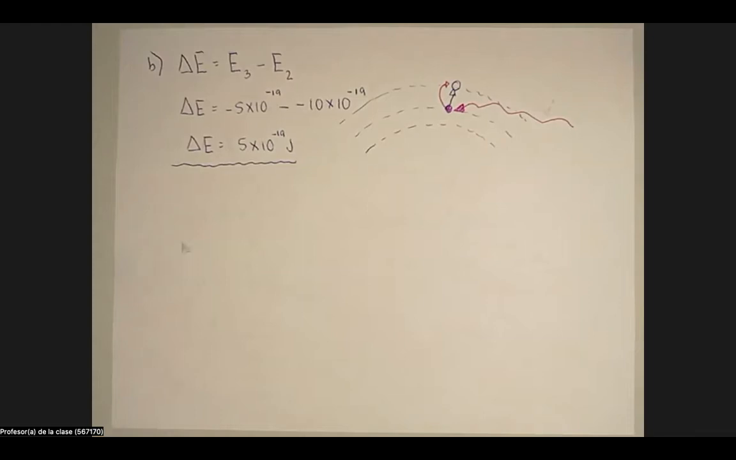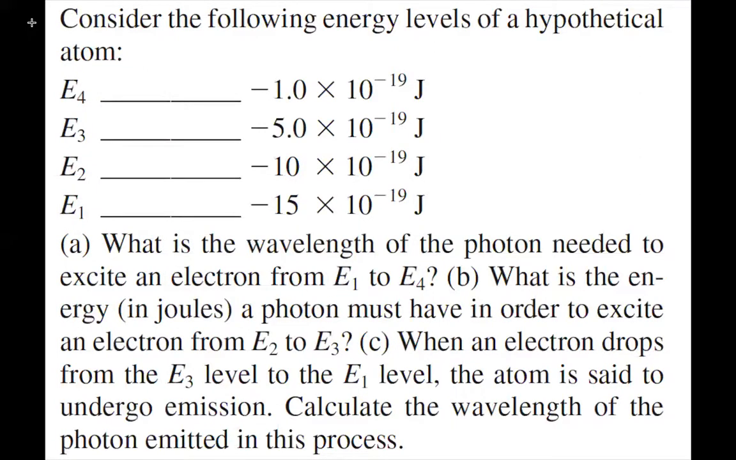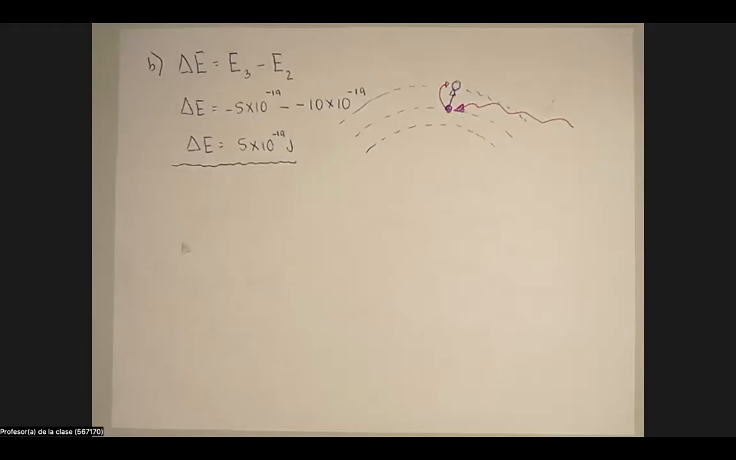And question number 3 will be, let's see. Okay, so when an electron drops from level number 3 to level number 1, the atom is said to undergo emission. Calculate the wavelength of the photon emitted in this process. Okay, so it's the opposite way. From 3 to 1.